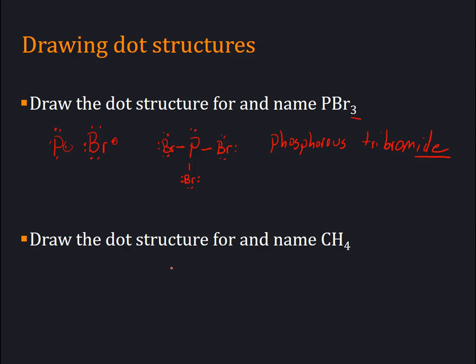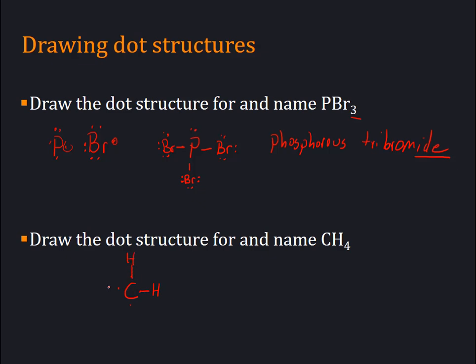Draw the dot structure for and name CH4. Okay. Carbon has 1, 2, 3, 4 valence electrons. And we said when we looked at ions that carbon won't really form an ion. It doesn't really want to give up 4 electrons, doesn't really want to take 4 electrons, but it'd be perfectly happy to share 4 electrons.